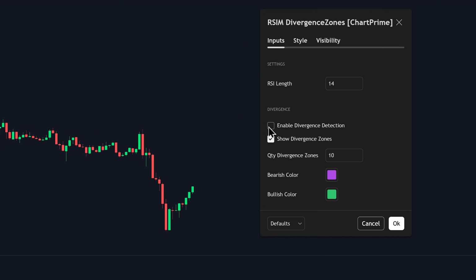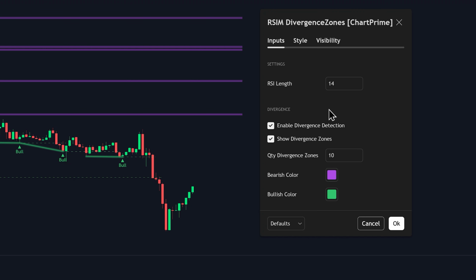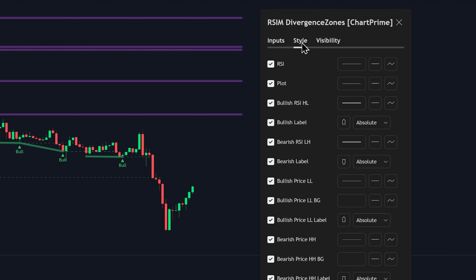You can control whether you see the RSI pane labels, the pivot structure lines, and the on-chart divergence markers. If you like a minimal chart, you can keep the zones and turn off some of the extra labels.